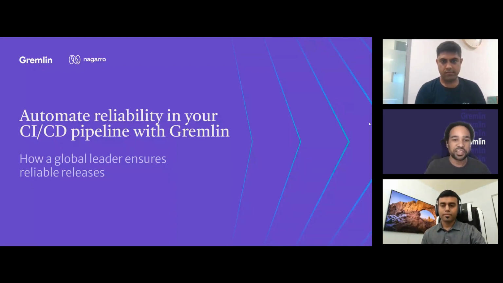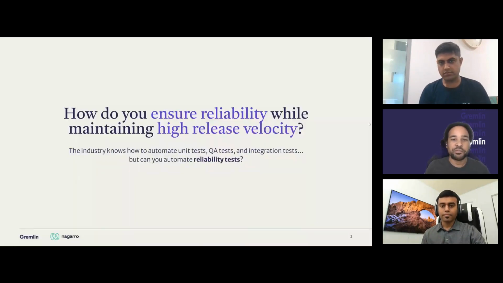Before we get too deep into the content, I just want to start by posing a question. How do you automate reliability while maintaining high release velocity? Well, the title kind of answers that. You embed it into your CI/CD pipeline. But for most teams, this raises more questions.